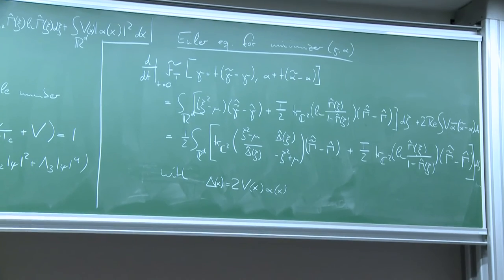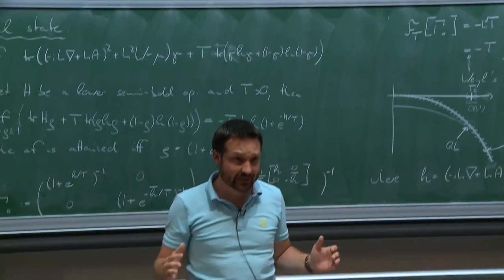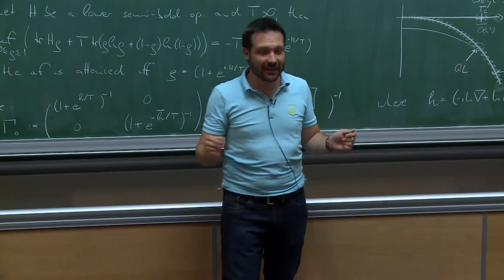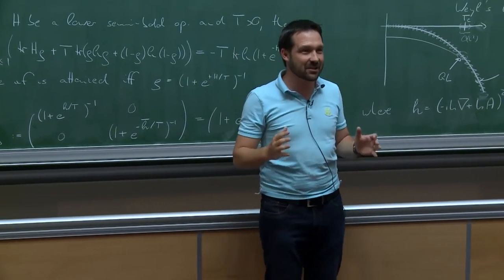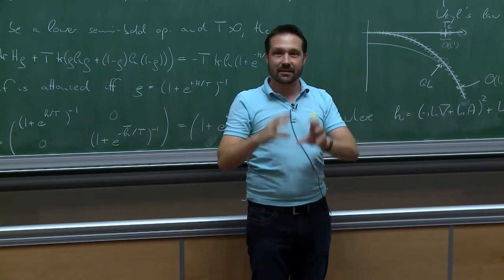Now, to explain the idea, one has to go to Fock space. Which sounds complicated, but it's really not so complicated. Fock space just means that you take block matrices.